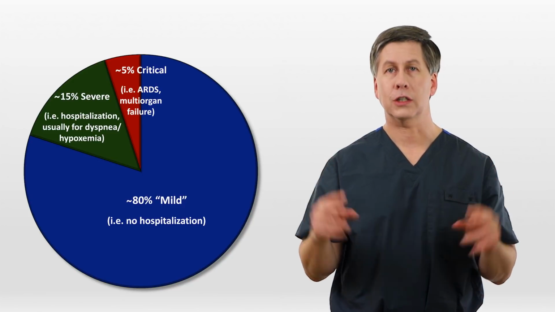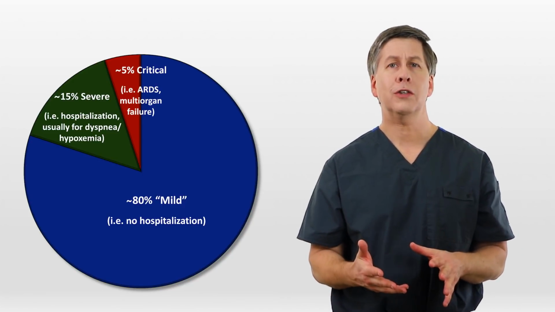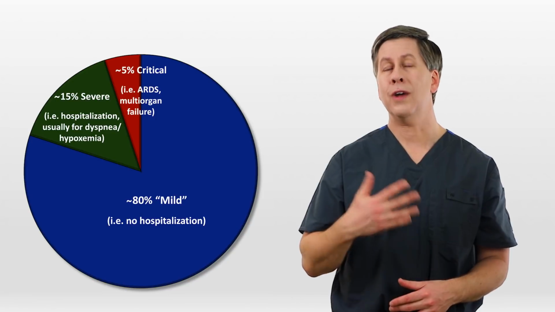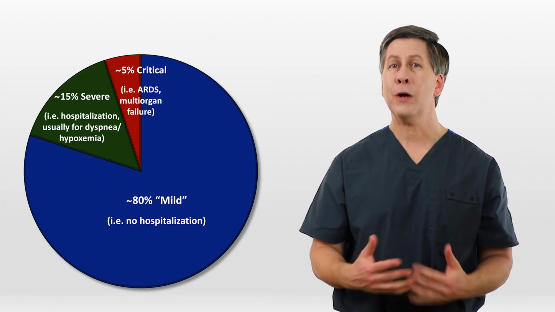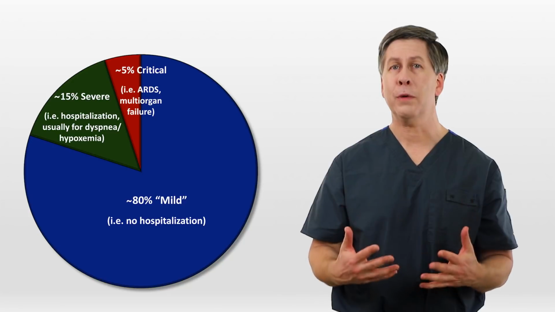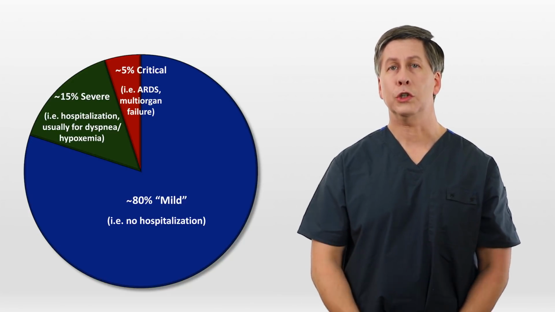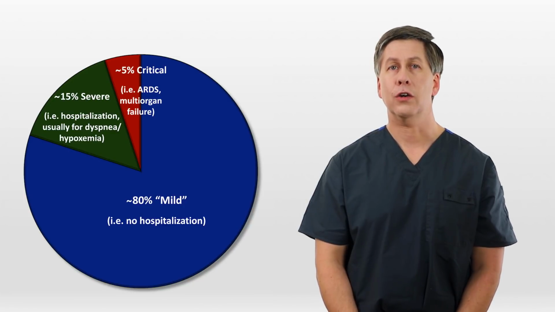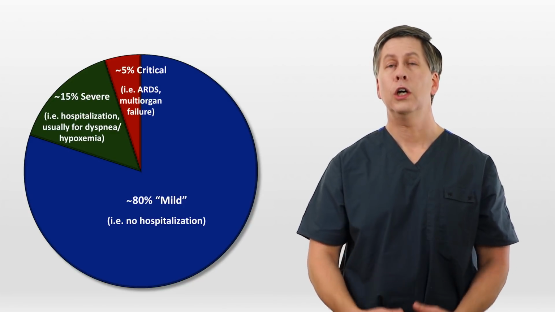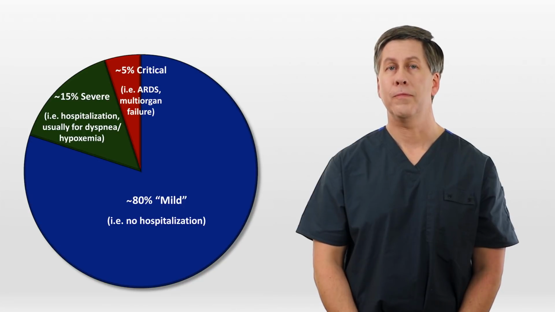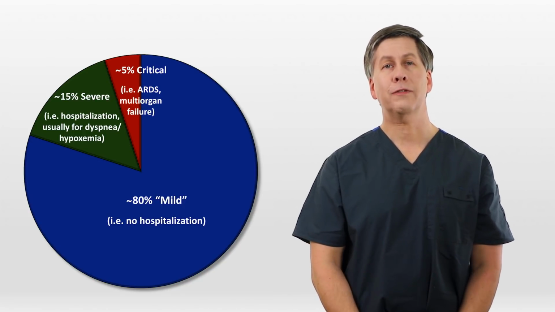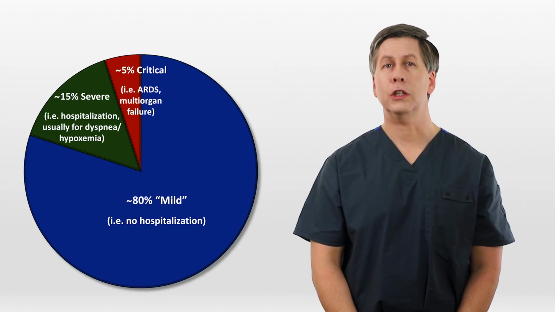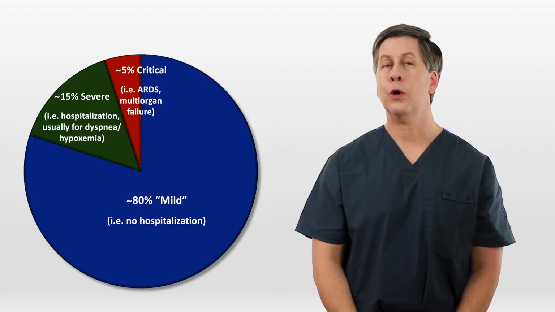Among all patients who develop COVID-19, approximately 80% have so-called mild disease. Mild is sort of a misnomer because it only means that these individuals do not require hospitalization. Some may still feel the sickest they have ever been. This is not a trivial illness for most. 15% of patients will be classified as severe on account of requiring hospitalization, usually for dyspnea and hypoxemia. And 5% of patients will be classified as critical, meaning ICU admission, usually for ARDS and/or multi-organ failure.